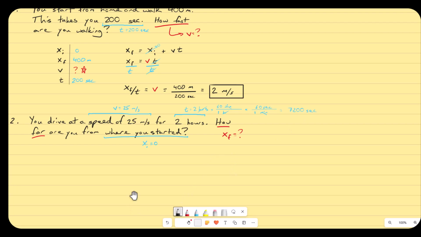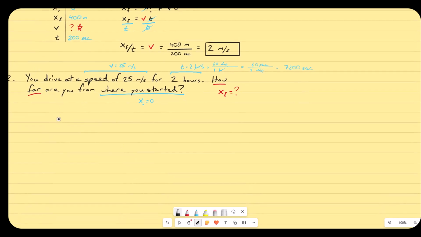I'm going to scroll up a little bit. My table has the variables that I could have in here. So x initial, x final, v, t. And here we go. X initial is 0. X final, I don't know, but I'd like to. V is 25 meters per second, and t, that's 7,200 seconds.